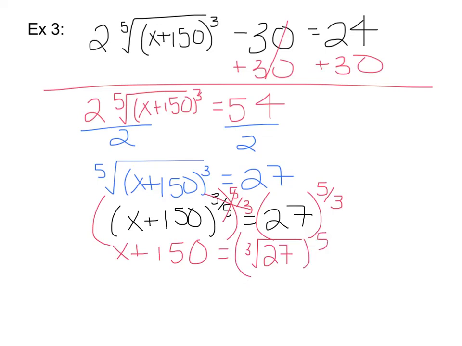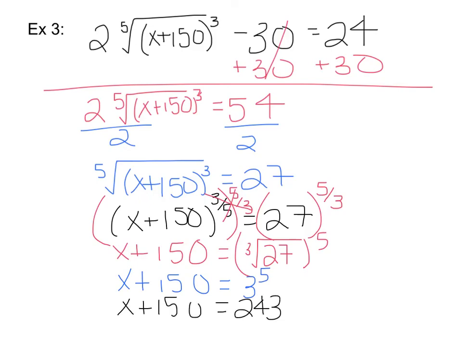So let's find out what the cube root of 27 is. That gives me just 3. And then 3 to the 5th power is going to give me x plus 150 equals 243. Then to get rid of my 150, I am going to subtract 150. And 243 minus 150 gives me x equals 93. So remember in example 2 we had 2 answers. This one only had 1 answer because the bottom number was an odd number.